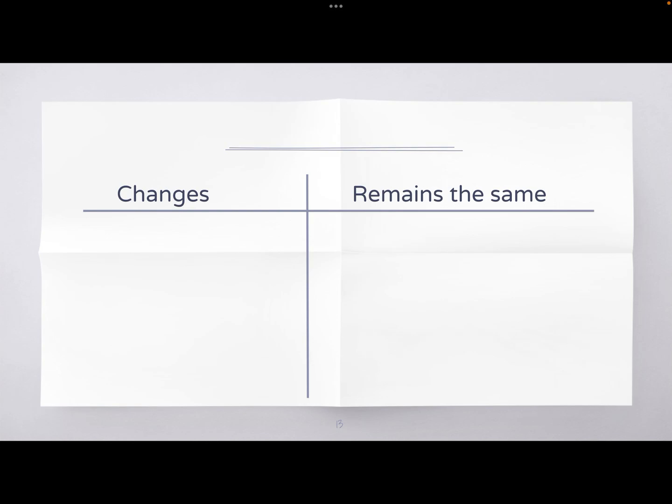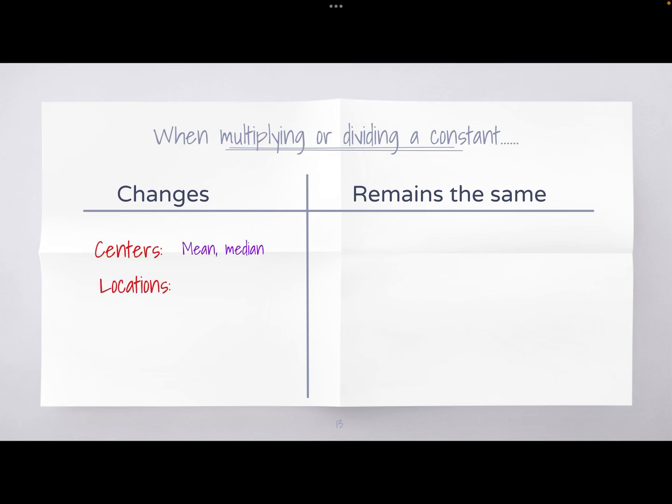Okay, let's talk about whenever multiplying or dividing each observation by a constant. The changes are the centers, which are mean and median. Locations are percentiles and quartiles. The shape remains the same.